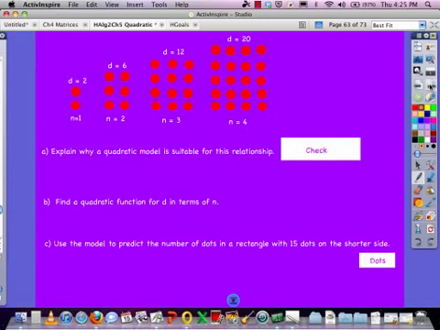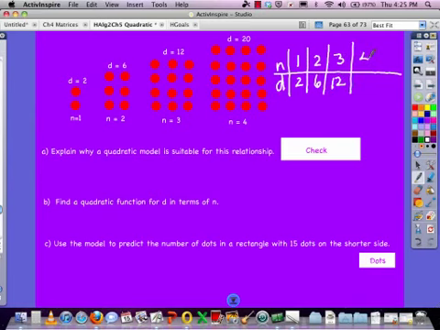Now, if you look at those numbers, it's those D values we want to consider. So if I was making an XY table here, or in this case, an ND table, here's our values. When N was 1, D was 2, and when N was 2, D was 6. When N was 3, D was 12. When N was 4, D was 20. And you can see from there your X and Y values. So there's 4 points supposedly in a list. It says explain why a quadratic model is suitable for this relationship.